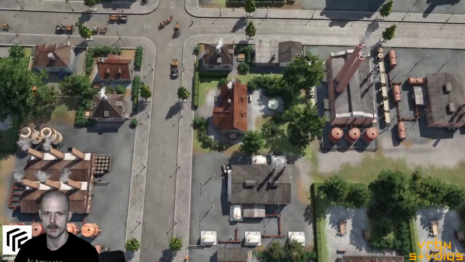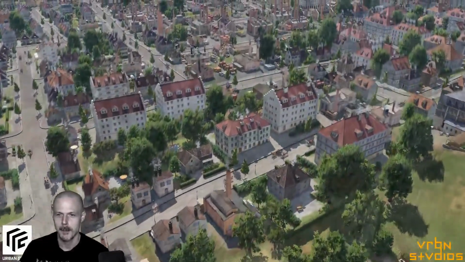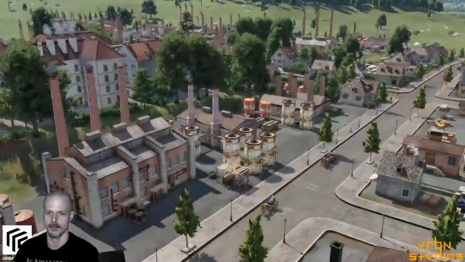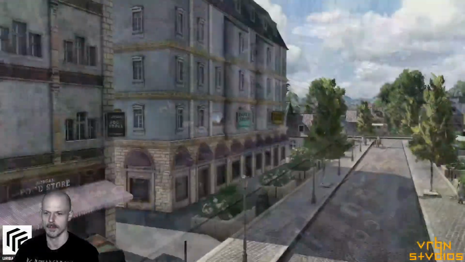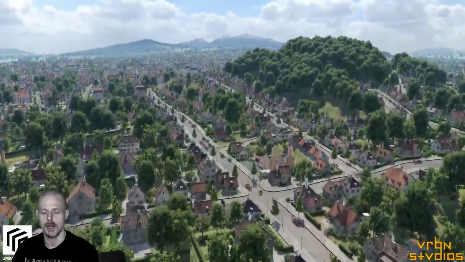Yes, these are the older buildings. You see the horses and carriages. So, yeah, go ahead and check out the game. It's called Transport Fever 2.